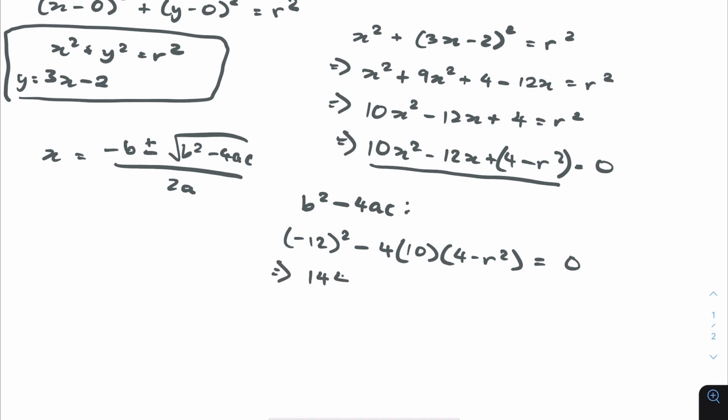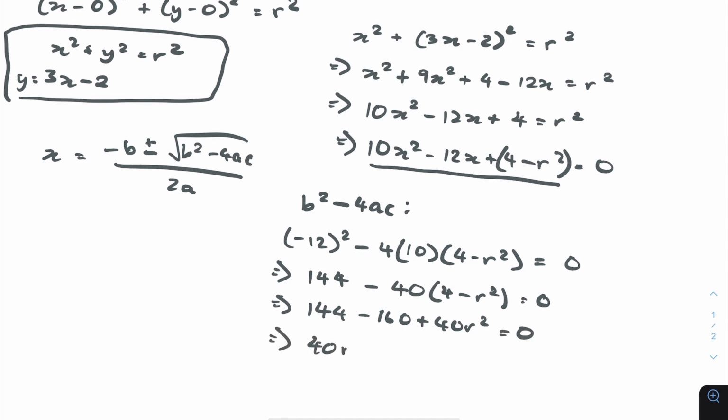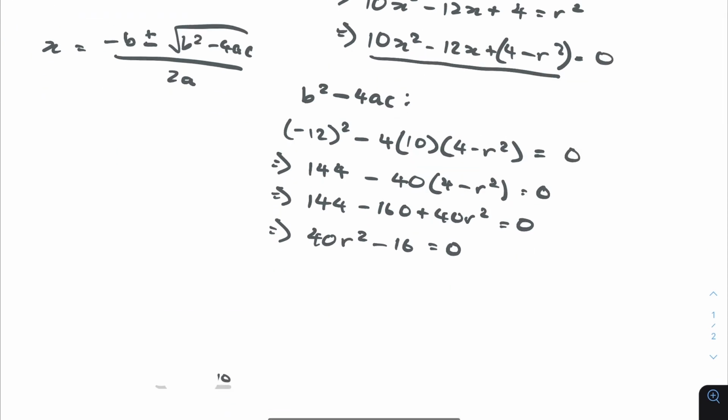So negative 12 squared is 144. That's subtracted from 4 times 10, which is 40, times 4 minus r squared, which is equal to 0. So 144 minus 160 plus 40r squared, plus because there are two negatives, and that makes a positive, which is equal to 0. So 40r squared minus 16 is equal to 0. So 40r squared is equal to 16. R squared is equal to 16 over 40.